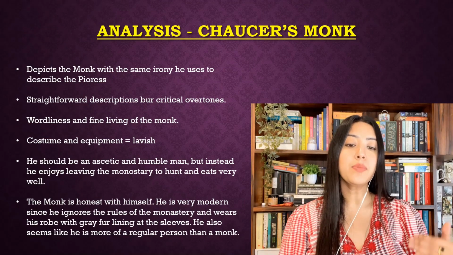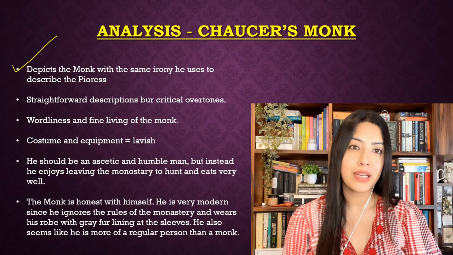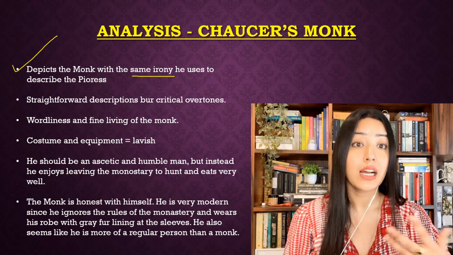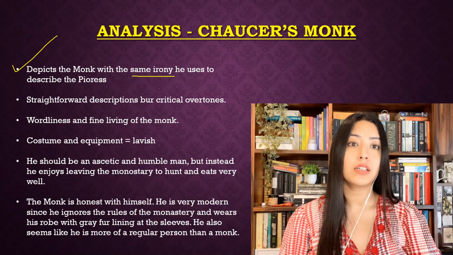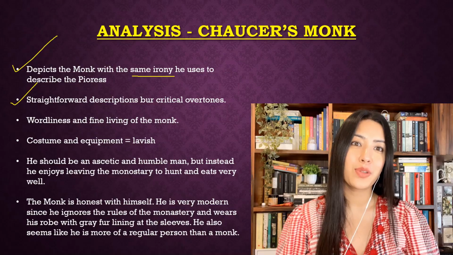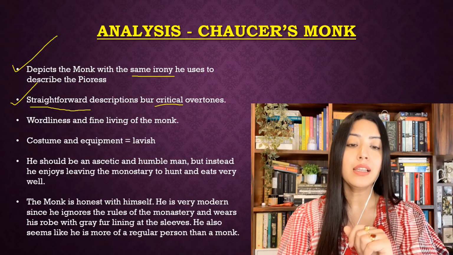So Chaucer depicts the monk with the same irony he uses to describe the prioress. Now I've already explained this. The same satire and irony is used. He's using sarcasm also to describe to us the character of the monk. So straightforward descriptions but critical overtones. He's directly telling us that the monk is like this. But then there are critical overtones.